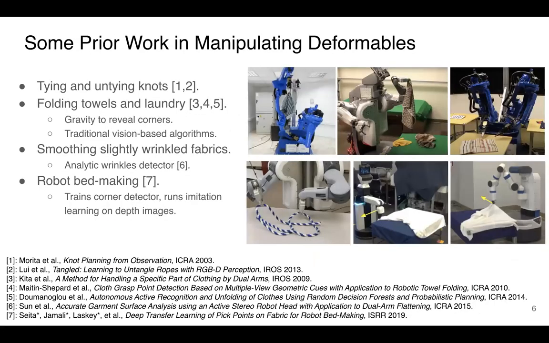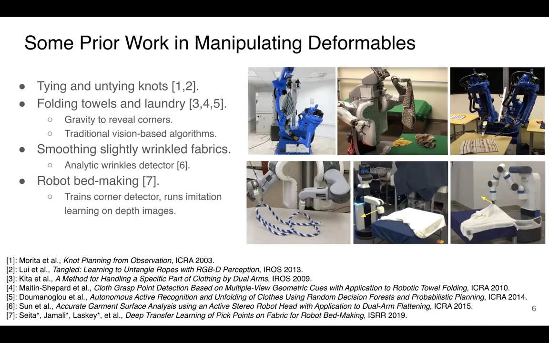There's been a lot of prior work in manipulating deformables, including tying and untying knots, folding towels and laundry, and smoothing slightly wrinkled fabric. One thing I like to highlight about the prior work is that around 2010 or so, the dominant approach for fabric manipulation was roughly to run a traditional computer vision algorithm like corner detection or edge detection to determine the state of the fabric. Then we could define a geometric controller on top of that, like gripping the lowest hanging corner of the fabric.